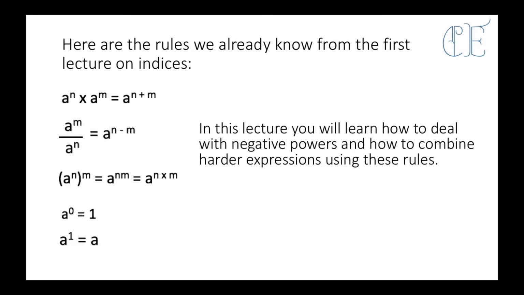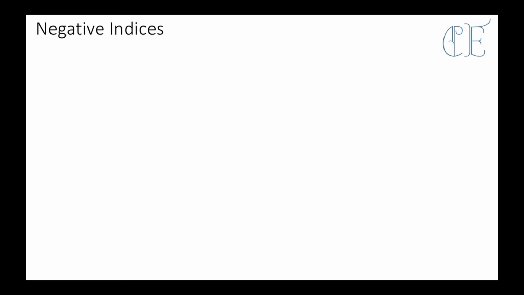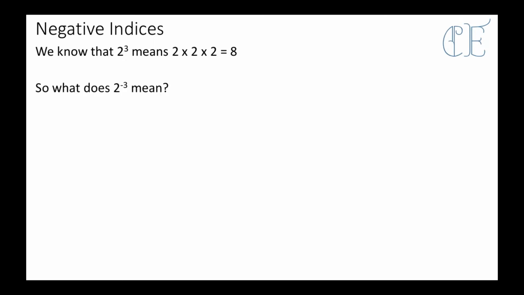So in this lecture, you're going to learn how to deal with negative powers and how to combine harder expressions using these rules. So, negative indices. We know already that 2 cubed means 2 times 2 times 2, which equals 8. We know that cubed is 3 lots of the 2 times together. So what do we think that 2 to the minus 3 means, to the power of minus 3? It's not the negative version of 2 cubed, it won't be minus 8 or something like that.